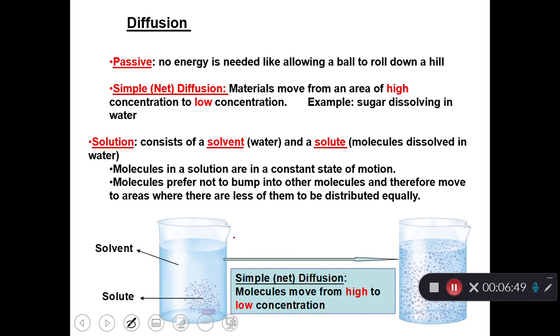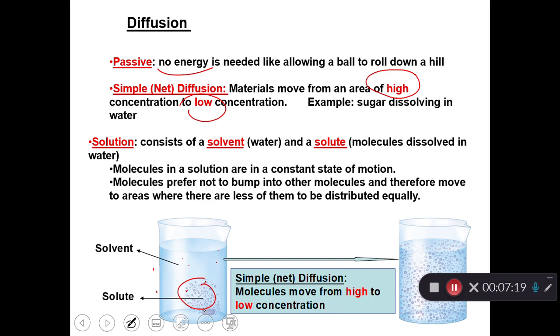So it is a passive process, so no energy is needed. And here the materials move from an area of high concentration to an area of low concentration. For example, if you have sugar in water and you wait some time, you will see that the sugar will dissolve completely in water. So it's going to go from this area of high concentration to be equally distributed in water.